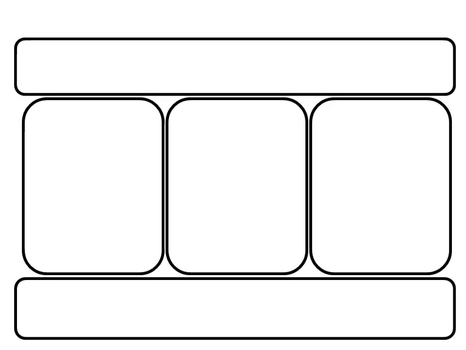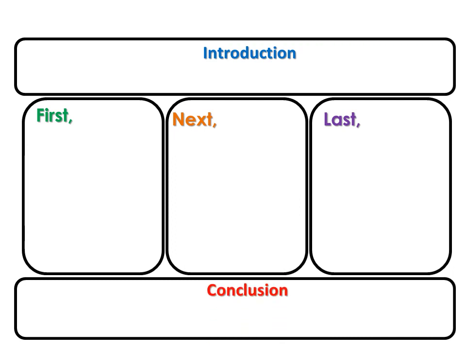So let's look at this graphic organizer. It has two long boxes or rectangles at the top and bottom and three boxes side by side in the middle. The top box is for the introduction or the sentence that you will use to start your story. The three boxes in the middle are for you to sequence the details or events that happen in your story. And the bottom box is for your conclusion.